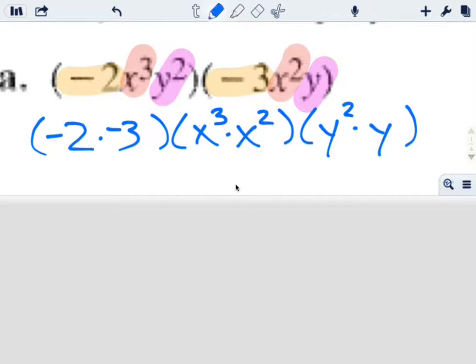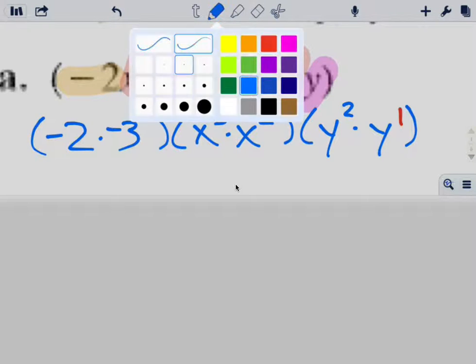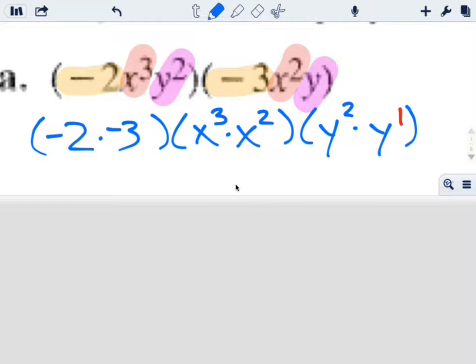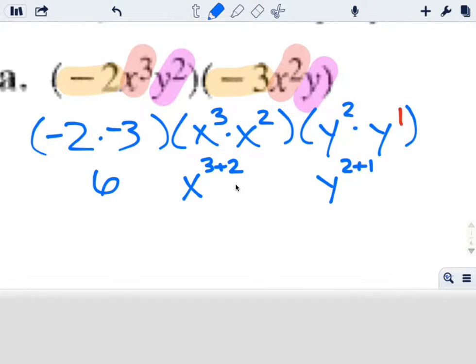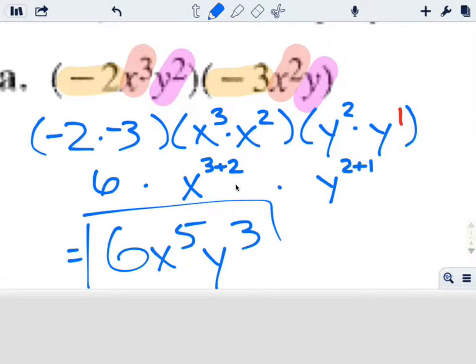There's an understood 1 here. So I get negative 2 times negative 3, which is a positive 6. X cubed times x squared is 3 plus 2, add the exponents. Y is 2 plus 1. If I bring it all together, those are multiplied, and 6x to the 5th y cubed is your answer.